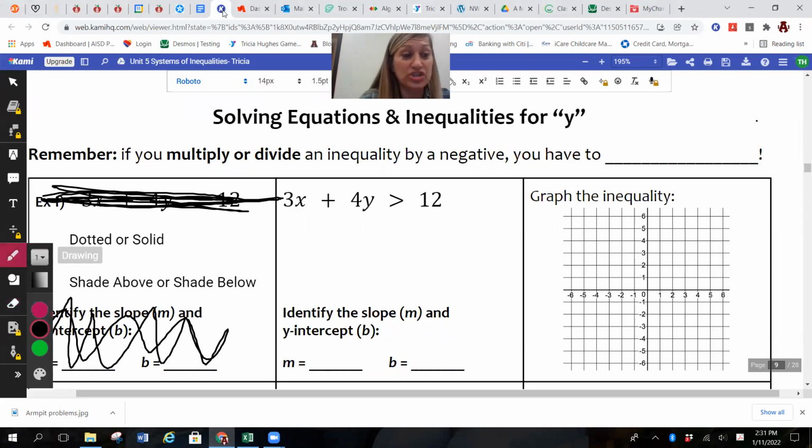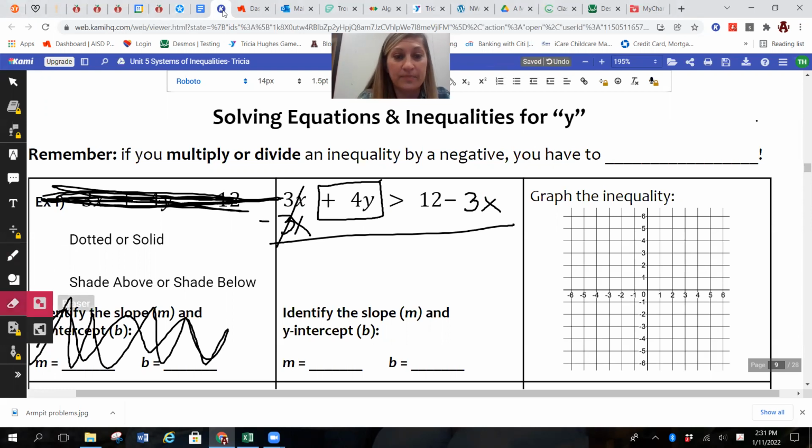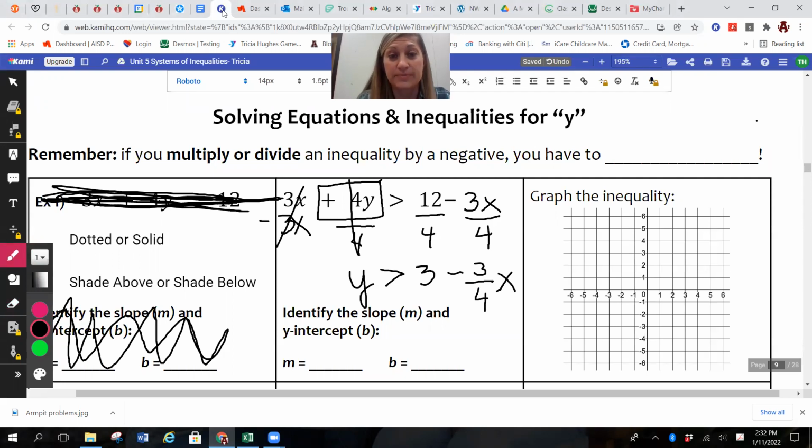So the chant that I've been singing since December: box the Y, move the X. Remember, when we move the X, we do the opposite. And then we divide, divide, divide. So we're going to divide by the coefficient of Y, which in this case is 4. Now we have Y is greater than 3 minus 3 over 4x. Here is our inequality in graphing form.